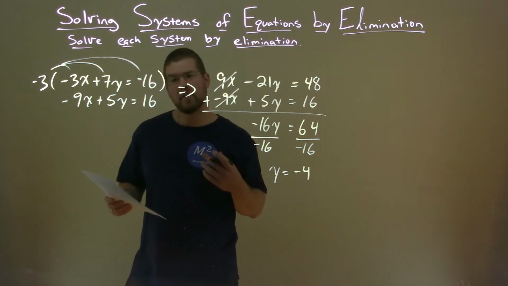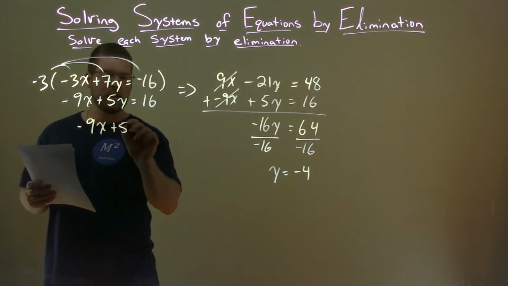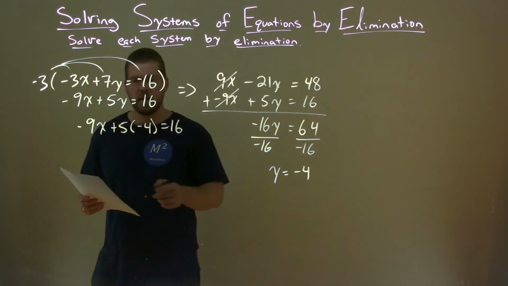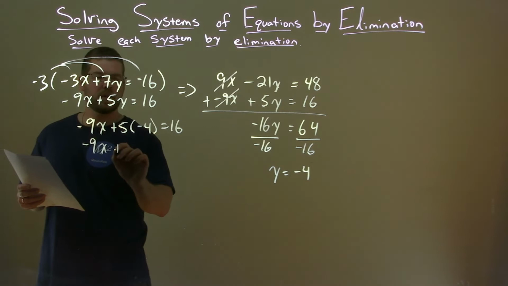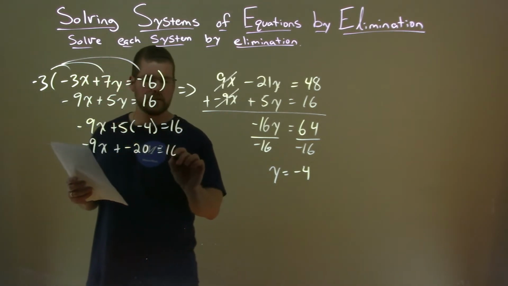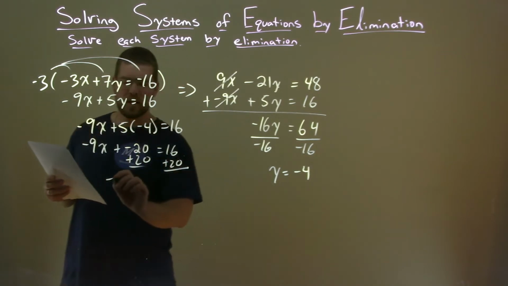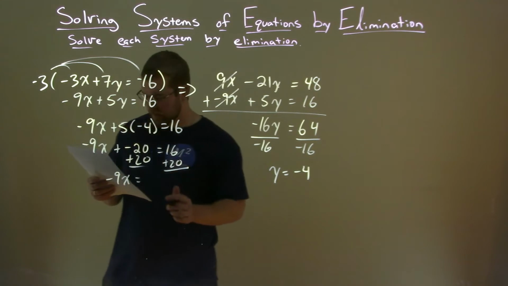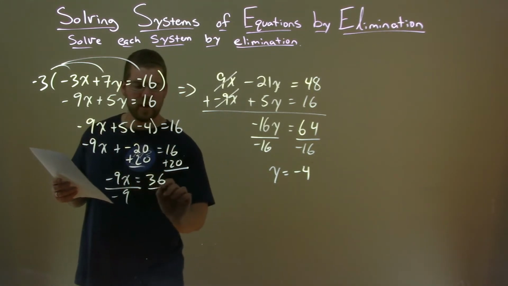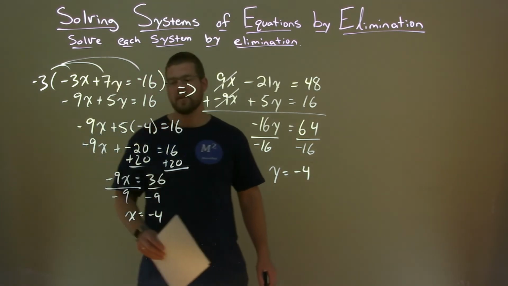Find what you think is the easier one. I think it's the second one. Negative 9x plus 5 times a negative 4 equals 16. Negative 9x here plus 5 times negative 4 is a negative 20 equals 16. Add 20 to both sides, and we're left with negative 9x equals 16 plus 20, which is 36. Divide both sides by negative 9, and we have x by itself here, and that's a negative 4 as well.